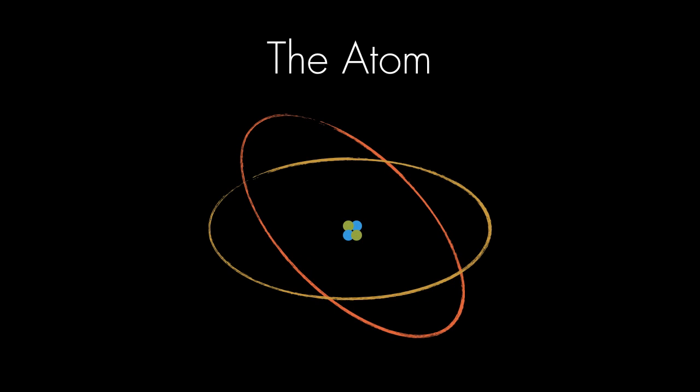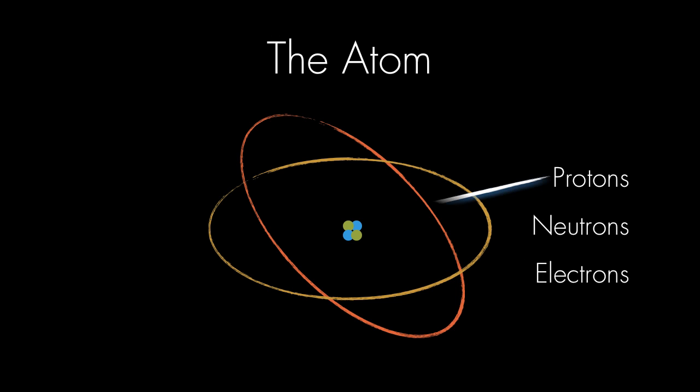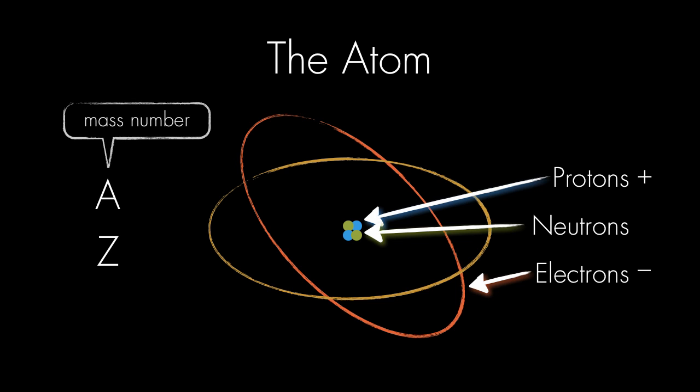As you probably already know, there are three parts that make up all atoms: protons, neutrons, and electrons. The protons have a positive charge, while the electrons have a negative charge. We can describe any atom that we can make with these three things using just two numbers. A is the mass number. It is equal to the number of protons and neutrons together, while Z is the atomic number. It is equal to just the number of protons.